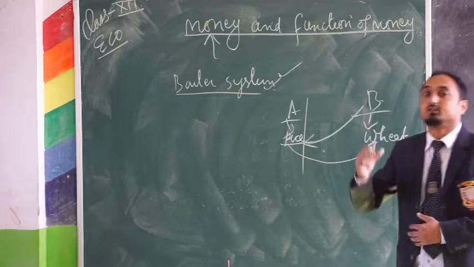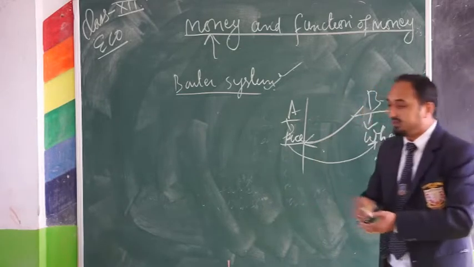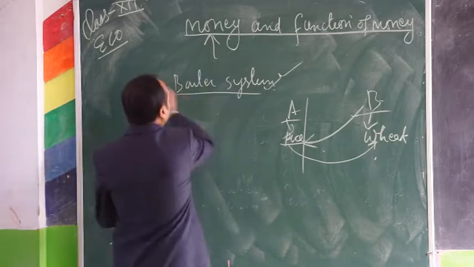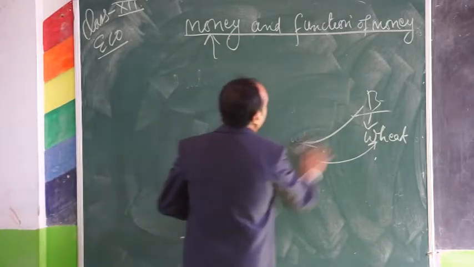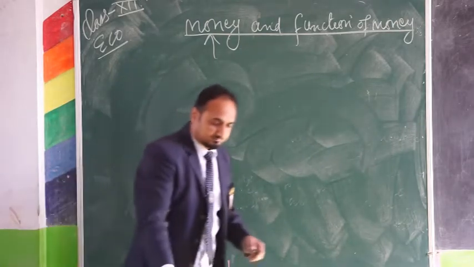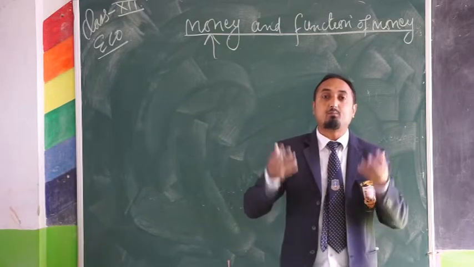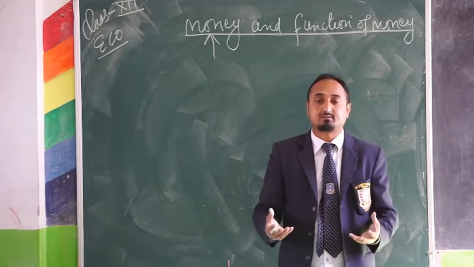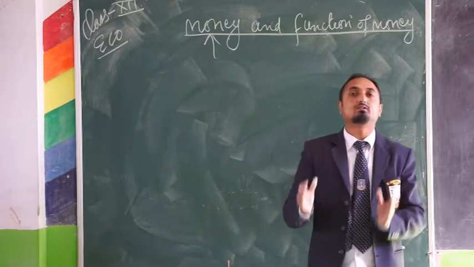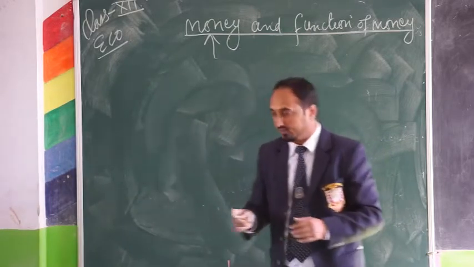Then slowly the evolution of money took place. The invention of money took place, and after that we started using money. We used money in different forms: notes, coins, currencies. Nowadays, different economic activities have become possible, easier and convenient because of the use of money. So here we will focus mainly on the definition of money and functions of money.